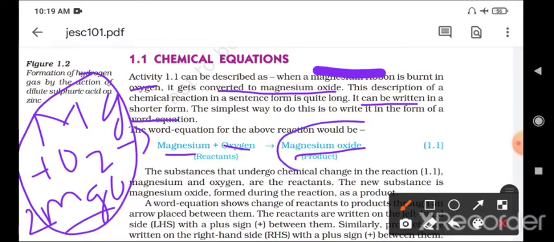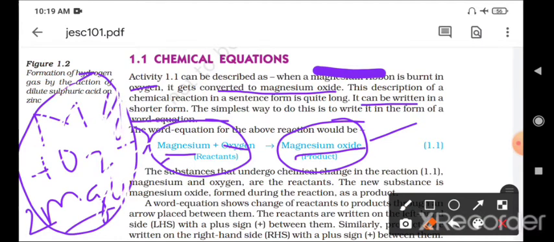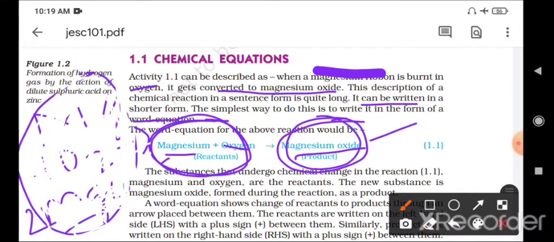The right hand side is called the product side. The left hand side is called the reactant side. So the reactant is always present on the left hand side, and the product on the right hand side. This is called the reactant and this is called the product. The arrow mark indicates the reaction is taking place. This is before the reaction, this is after the reaction. So the left hand side is called the reactants and the right hand side is called the products.